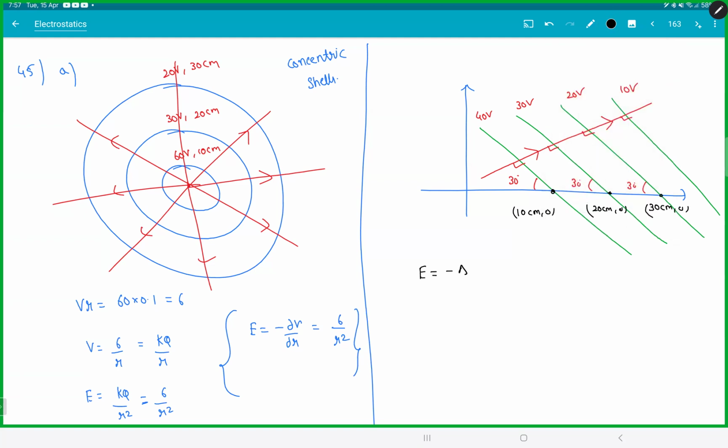Field is nothing but minus delta V by delta R. I can do this because it's a linear thing. So this will be the perpendicular distance. That will be how much? 5 centimeters. So delta V will be 40 minus 30 by the perpendicular distance between the planes. So that will be 10 by 5 centimeter will be 100 there. So that will be 200 volt per meter. That's your field magnitude, everyone.